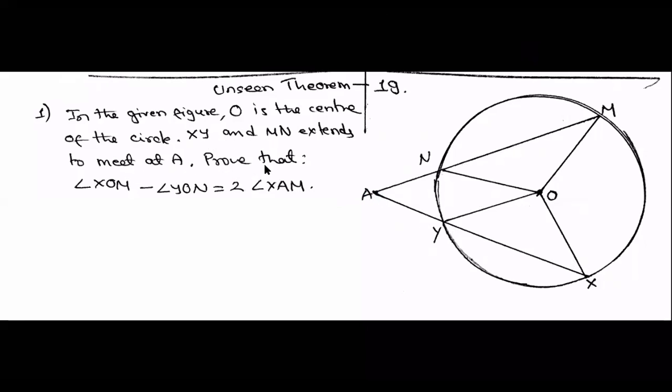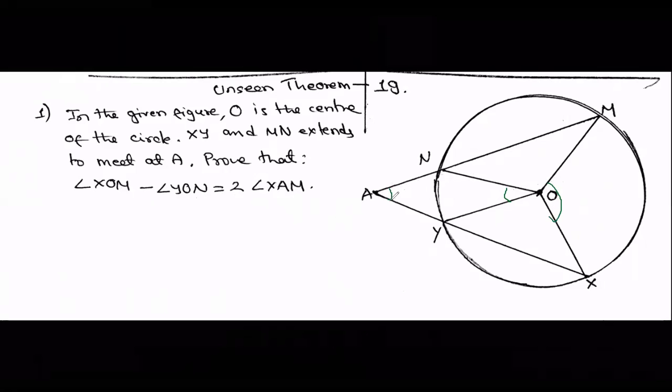Prove that angle XOM minus angle YON is double of angle XAM. Let me draw some lines over here again. If you subtract these two angles, XOM minus this angle YON, it is going to be the double of XAM.